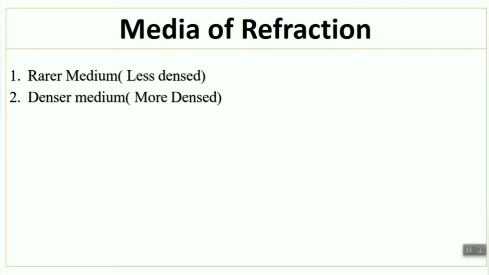Again, if you compare air and glass, you will see glass is dense, that means more dense. Why am I saying dense? Because the elements of glass remain so close with each other. But in the case of air, which is gaseous, the elements of air remain far away from each other. That's why we call it less dense. In physics, this is called rarer medium. That means which one is less dense is the rarer medium, and which one is more dense is called denser medium. Now, answer my question.